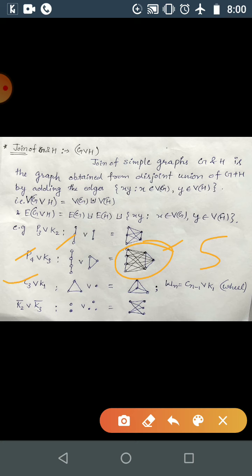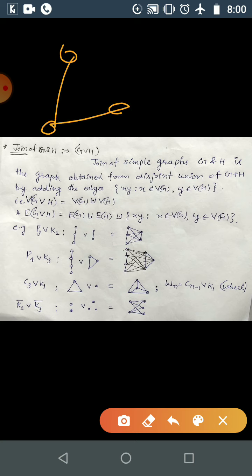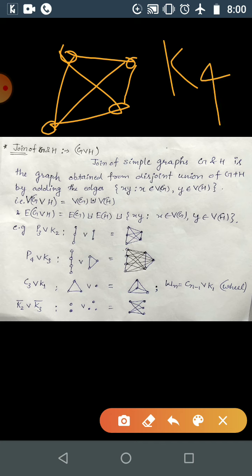Here is the join of C3 with K1. K1 is the trivial graph, so you take this one, and the join will contain both graphs and all the edges from one vertex of one graph to the other and vice versa. So we are getting K4, and obviously this is isomorphic to K4, correct, and this is the join of C3 and K1.